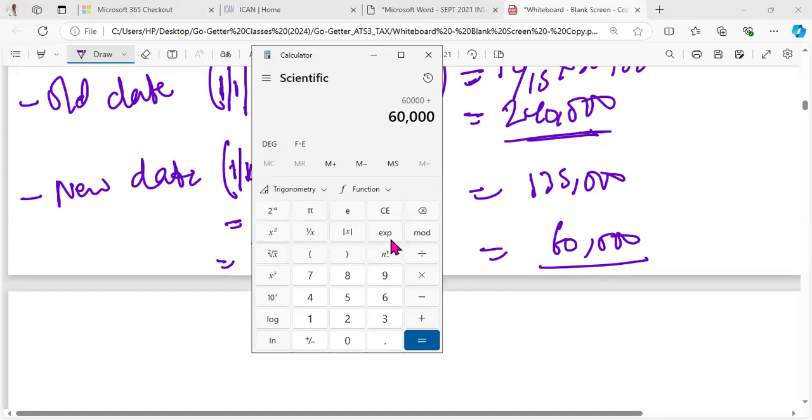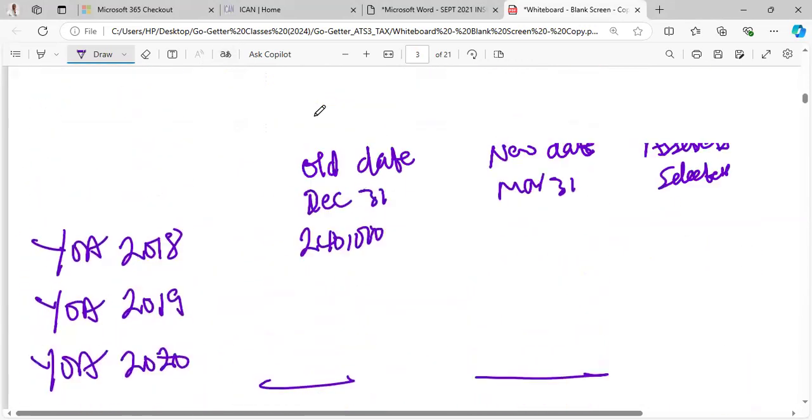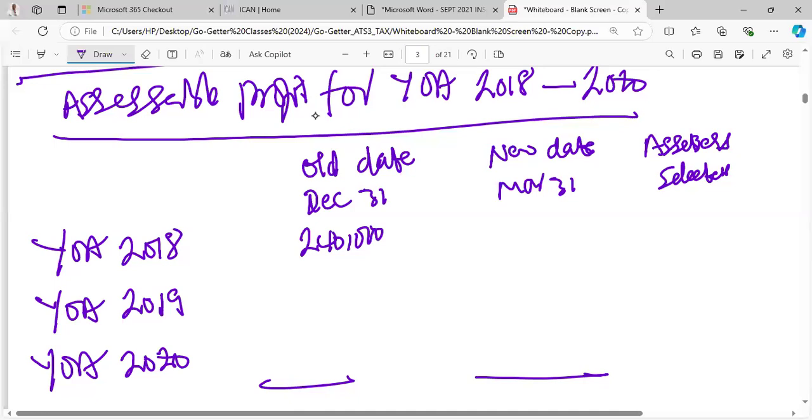60 plus 135 gives me 195. So this is 195. So I'm taking the 195 up here and putting it here. This 195. We don't know what we're going to select yet.